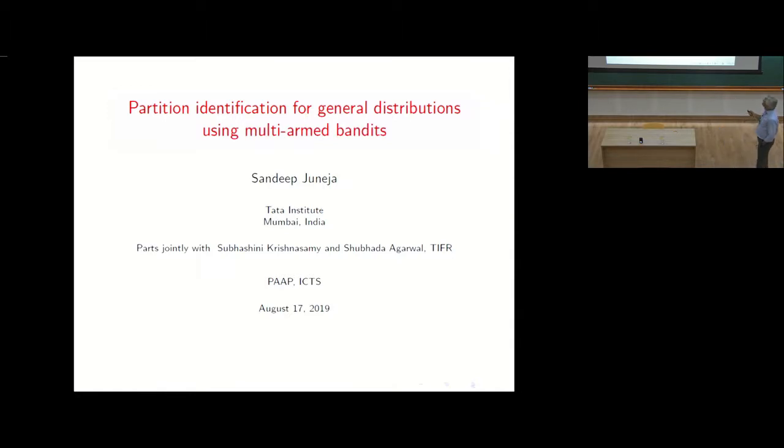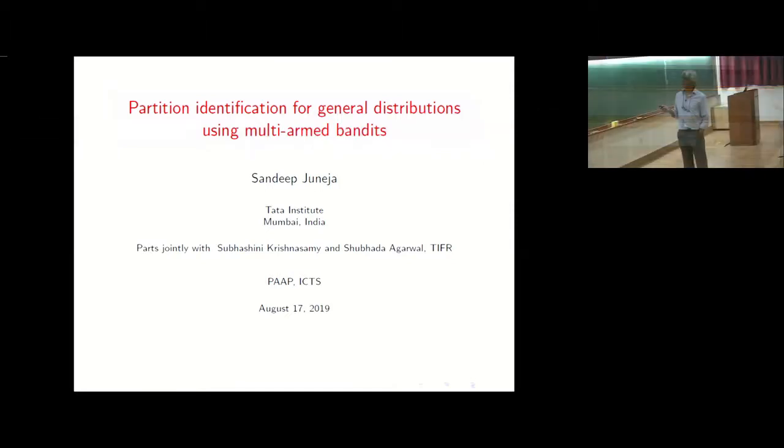So this is partition identification for general distributions using multi-arm bandits. This is joint work with Subhashini Krishnasamy, and it is related to the poster that Shubhadda presented for the best arm setting last week. So the same ideas work here.